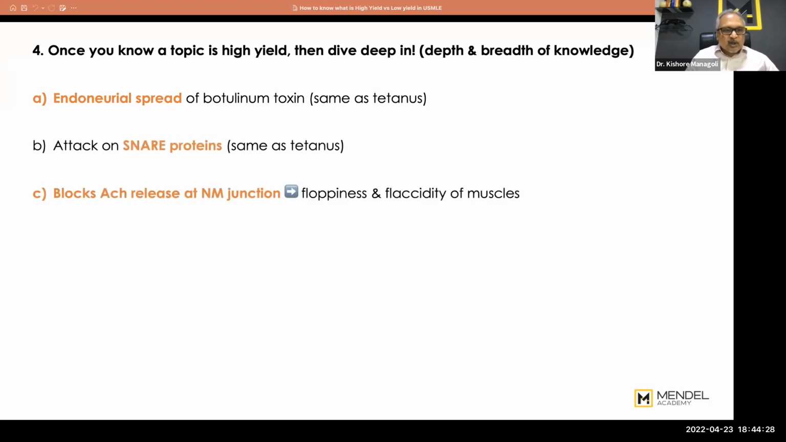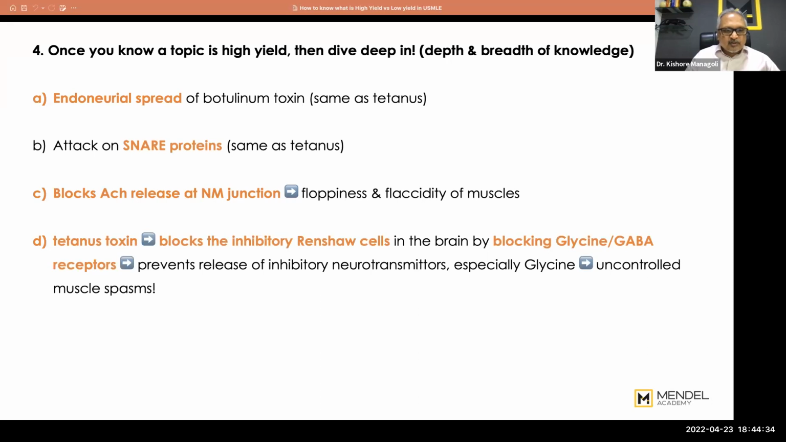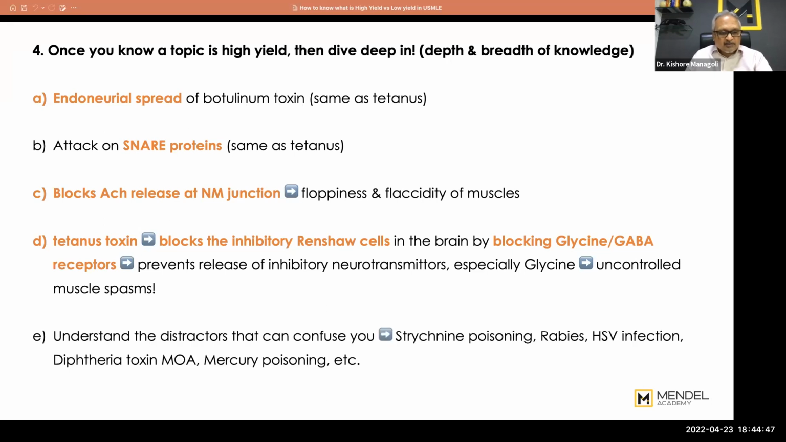You should know that they block release of acetylcholine, leading to floppiness and flaccidity. You should also know everything about tetanus toxoid, and that it blocks the inhibitory Renshaw cells and blocks the receptors of glycine and GABA and causes opisthotonus, or increased muscle tone.